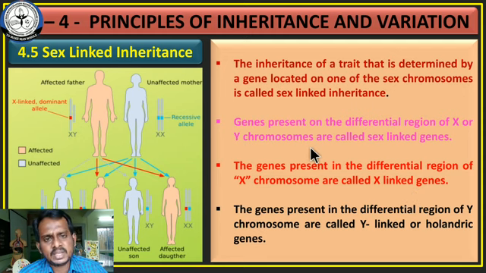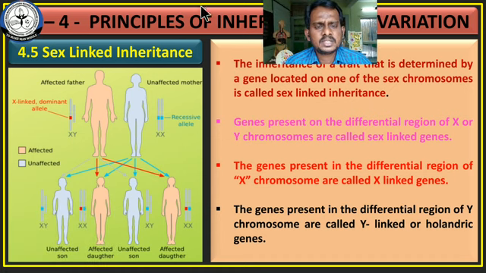But specifically, if a trait gene, or the inherited gene, or the mutated gene is present in the X chromosome, it is called an X-linked gene. And the next one: the genes that are present in the different region of the Y chromosome are called Y-linked genes, otherwise called Holandric genes. It may be a 2-mark question: What do you know about Holandric genes? The genes that are present in the Y chromosome are called Holandric genes or Y-linked genes.